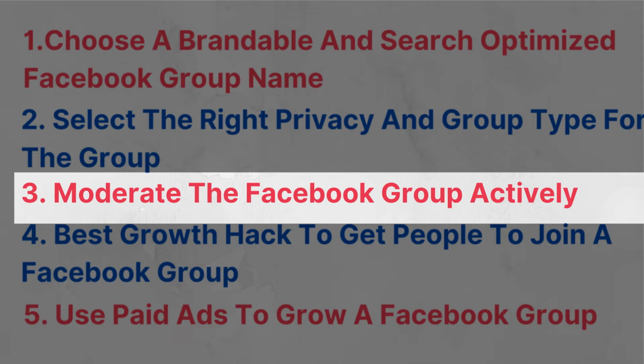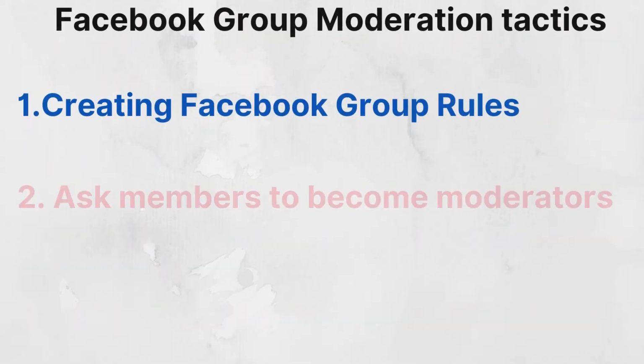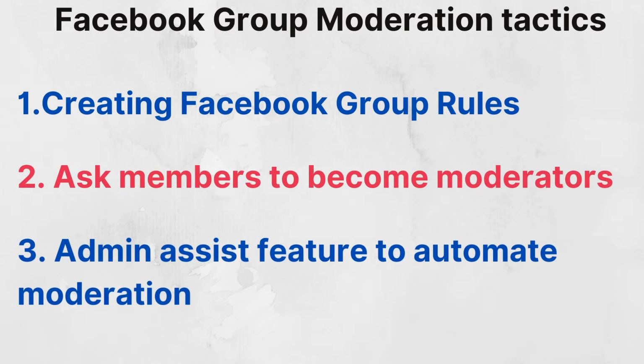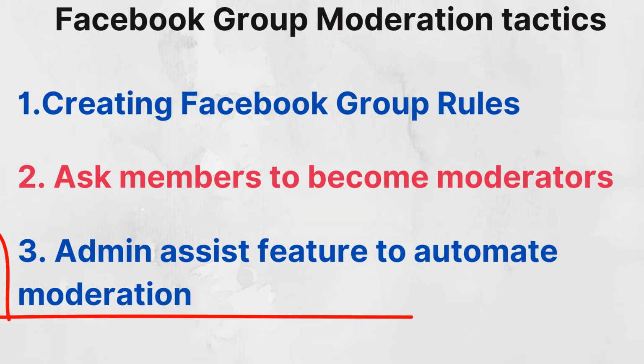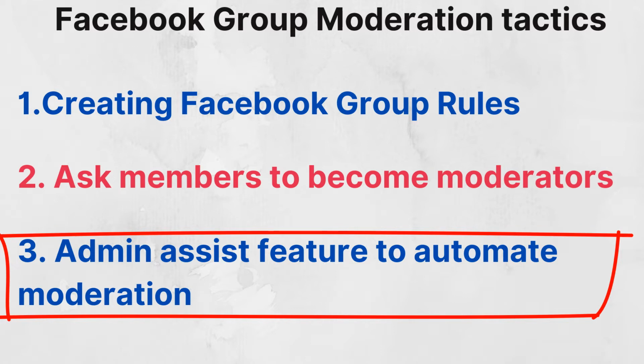So there are multiple things you can do to moderate a Facebook group. You can create Facebook group rules so people can see what they can do or cannot do in the Facebook group. If the Facebook group is really small, then you have to moderate the Facebook group yourself. But once it's starting to grow, you can ask active members of the group to become moderators, or you can also automate some of the elements of the moderation with the admin assist feature.